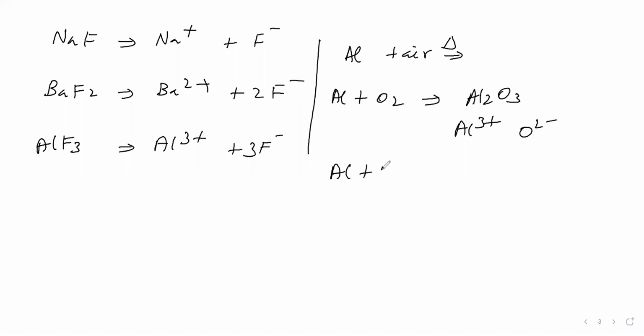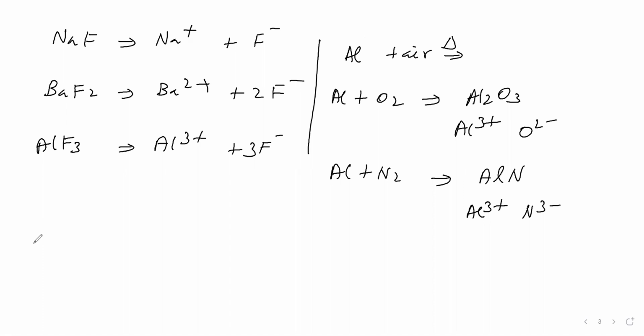Then aluminum takes nitrogen from air, aluminum undergoes oxidation and becomes aluminum ion. Nitrogen undergoes reduction and becomes N3 minus. It is called aluminum nitride. We got aluminum nitride. Next, pure aluminum with cold water, no reaction.